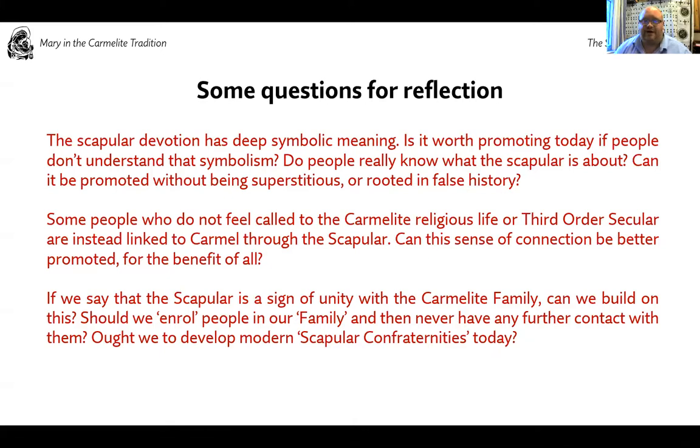Some people who do not feel called to the Carmelite religious life or third order secular are instead linked to Carmel through the scapular. Can this sense of connection be better promoted for the benefit of all? And lastly, if we say that the scapular is a sign of unity with the Carmelite family, can we build on this? Should we enroll people in our family and then never have any further contact with them? Ought we to develop modern scapular confraternities today?